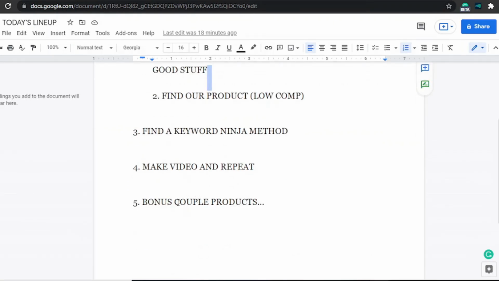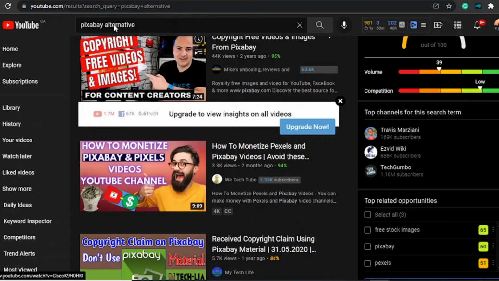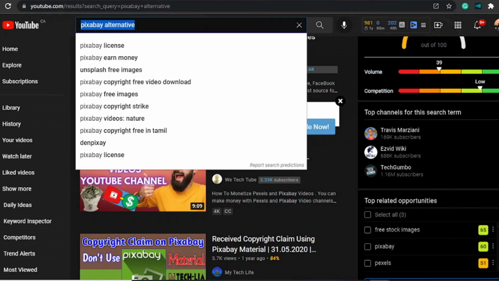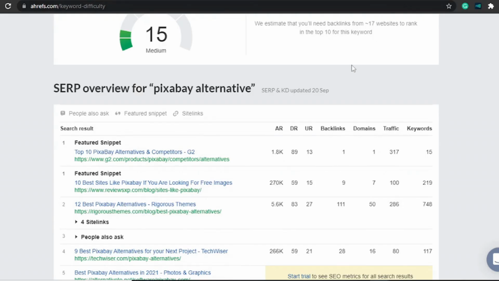We are going to be doing what is called coupling products. Coupling products means bundling products and then selling them in bunches. So what do I mean by that? We know that Pixabay is a platform for stock free photos, and Unsplash as well. Some of these websites have affiliate programs. This is what I call coupling products. You can go and sign up for the affiliate programs for all these stock free photo sites and then promote them in bundles. That's how you do it.